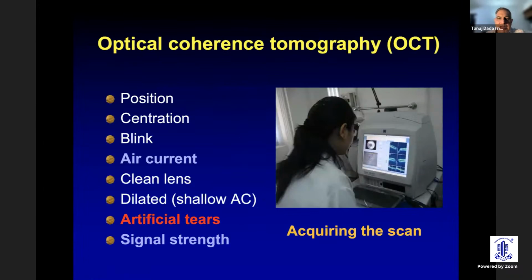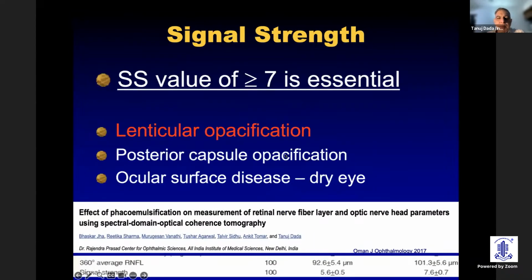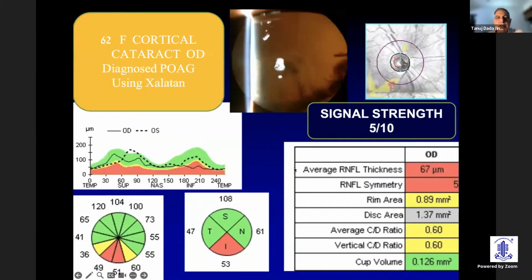When you take the scan, the patient must be well centered. Avoid air current because dry eye can lead to a poor quality image. And most important, if you're not getting a good scan, dilate the patient, checking for a shallow AC before, and see what the signal strength is. Any patient who has lenticular opacification or a posterior capsule opacification will get a poor score.